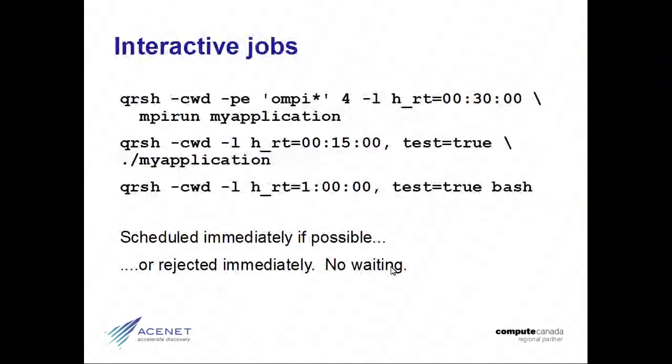So interactive jobs are possible. You'll note that the command here is no longer qsub, it's qrsh, but the parameters are all the same. cwd says run in the current working directory. You need to specify a runtime. You can optionally specify test equals true. And typically you would probably want to specify bash in order to start the shell on the interactive node.